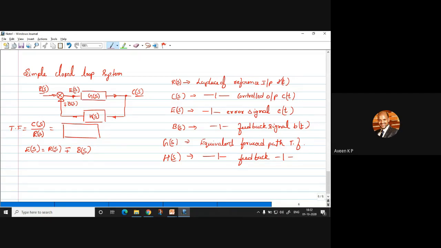And what is B of S? B of S is the actual output, that is C of S multiplied by H of S. Here we measure the output C of S, and here we have H of S. C of S multiplied by H of S is B of S. And C of S represents E of S multiplied by G of S.